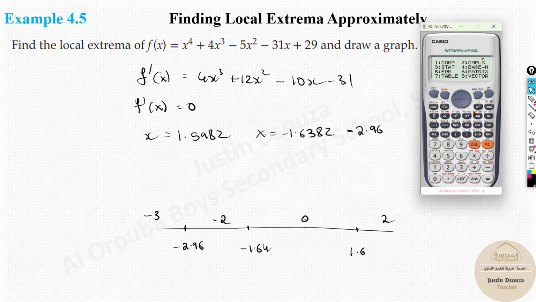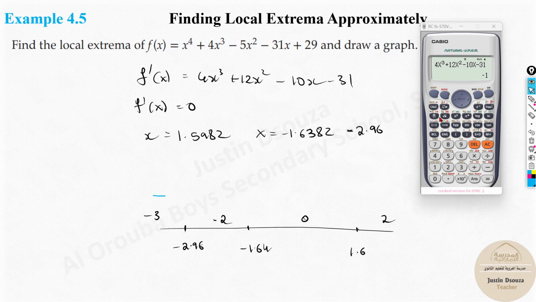The easy method is just type this equation, derived equation as it is. 4 alpha x cube plus 12 alpha x squared minus 10 alpha x minus 31. Calculate at minus 3. What happened? It's minus sign, it's negative over here. I'll just write the first one. So this one over here, let me write it in blue, is minus.